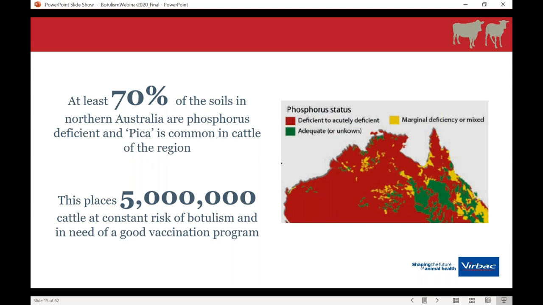Certainly, the low phosphorus soils of Australia place a very large number of cattle at risk of botulism and needing vaccination. There are some times during decades when we probably have a higher risk of botulism, and people have been saying that is now, following on from some of the events that occurred last year. When we have very large numbers of cattle mortalities, that will lead to increased contamination of botulism in the environment. It's not possible to dispose of all those carcasses, so we can certainly have a higher risk of botulism following mass mortality events from floods and droughts.